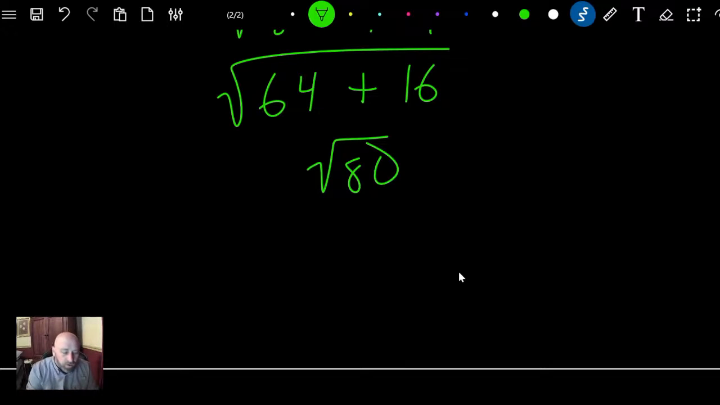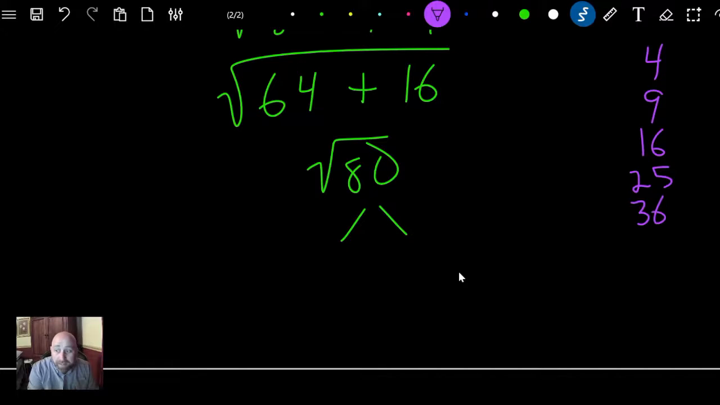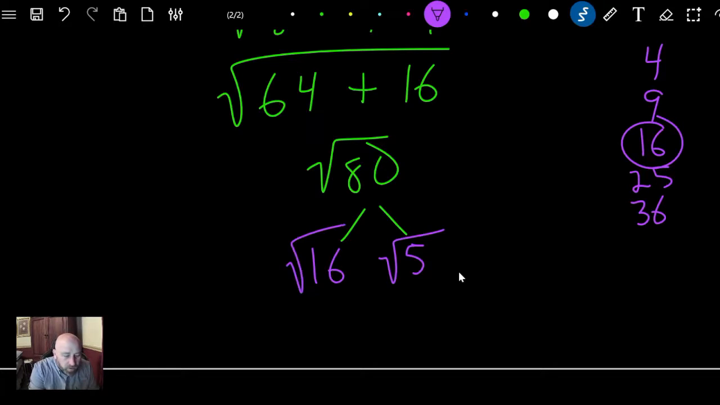Now, I need to solve this out. I need to factor this, square factor this. So I'm looking for numbers like 4, 9, 16, 25. I'm looking for square numbers that are going to go into this. What square number goes into this? 16 goes into this 5 times. So I would write 16 and 5. These are still in square root. 16 times 5 is 80.